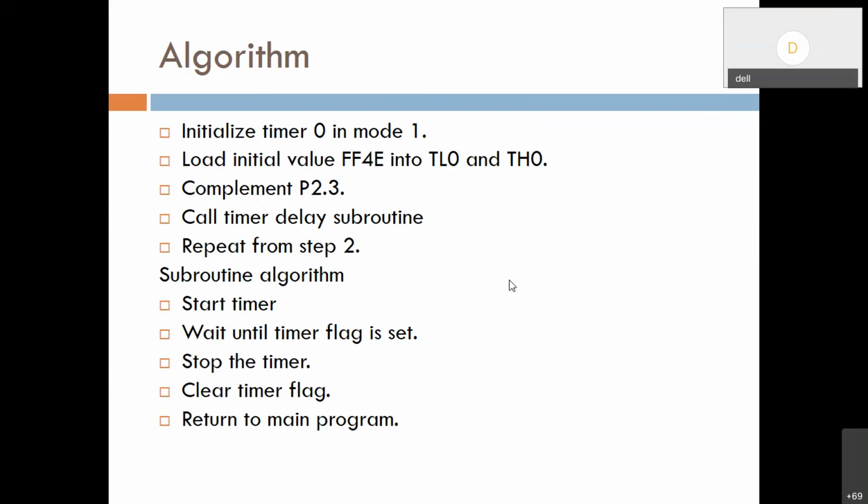Okay, so in the next step, once again we complement and call delay, complement and call delay. So now this will generate a 50% duty cycle. Now the next step: how to generate the delay. This delay can be generated using a subroutine algorithm. In the subroutine, I can start the timer and wait until the timer overflow flag is set. Once the overflow flag is 1, then stop the timer, clear that flag and return to the main program. Subroutine is basically used to generate the timer delay.